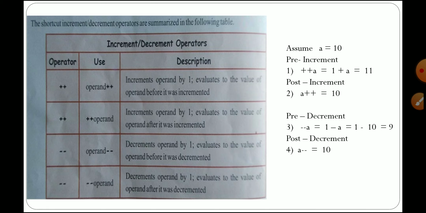That example is also given on the right-hand side. You just have to know what pre increment means, what post increment means, what pre decrement means, and what post decrement means.